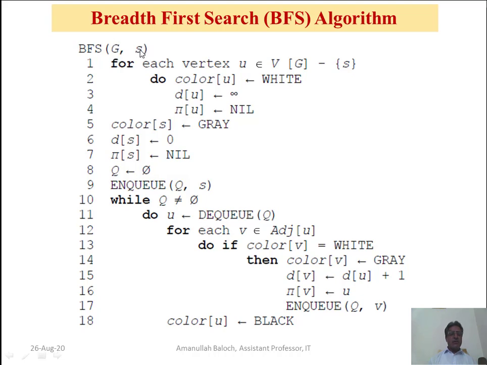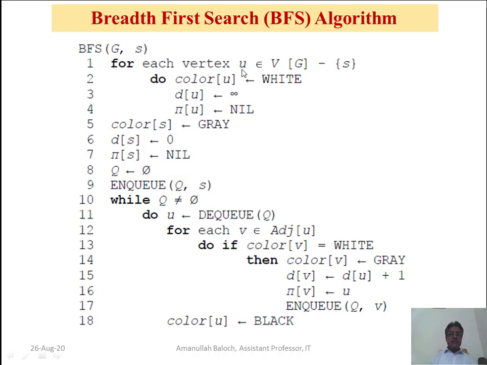Also a source node will be among the set of vertices. We will pass the value of the source vertex to this S variable. S is the variable. Here from 1 to 4 is a for loop, which initializes the graph which is passed to the breadth first search algorithm. So these 4 lines of code initialize the graph.